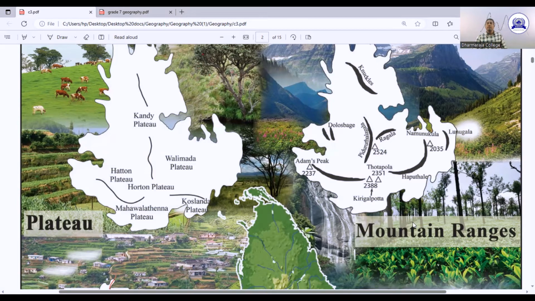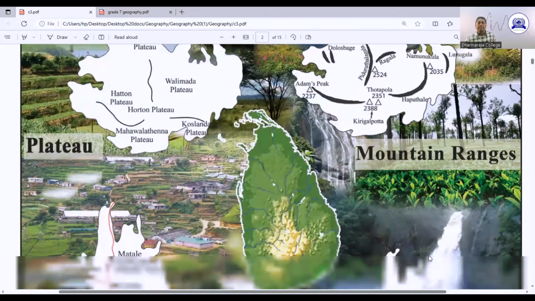Ragala, there are a number of mountain ranges. Tell again the names of them. Piduruthalagala, Adams Peak, Totapola, Kirigalpotta, Ragala, Knuckles, Lunugala, Namunukala, and Haputale. So there are the heights also. You can find the heights from the map which I have provided with the lesson.